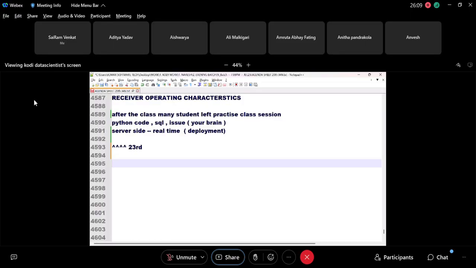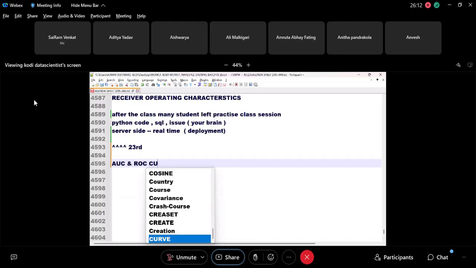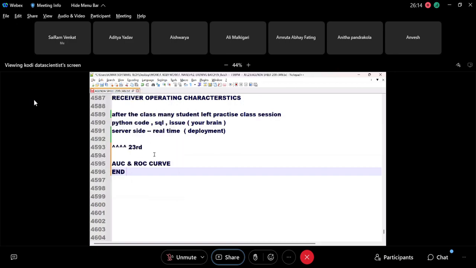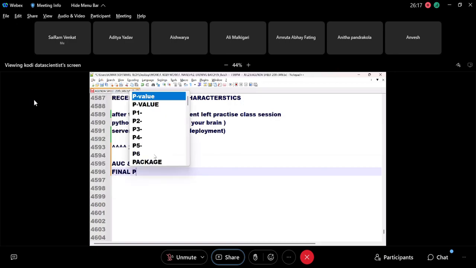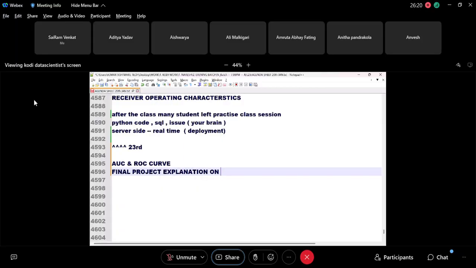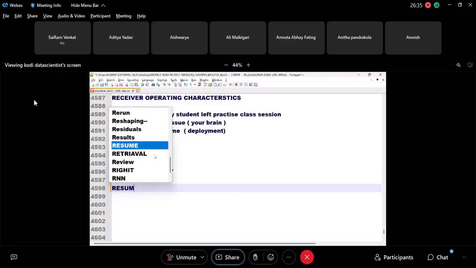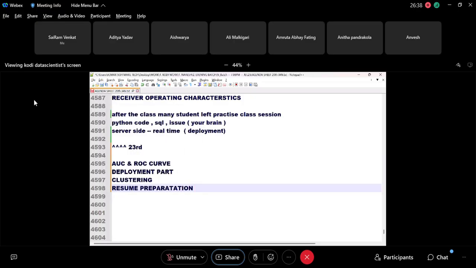All right. So today's agenda is AUC and ROC curve, and we build one final project with explanations, and you will learn how to make a pickle file, and we'll talk a little about the deployment part, and then we start clustering. After clustering, we'll take a resume preparation session, and after this, we go for the AI section. Pretty clear? If possible, I'll take a quick review and then we'll go to the AI section.